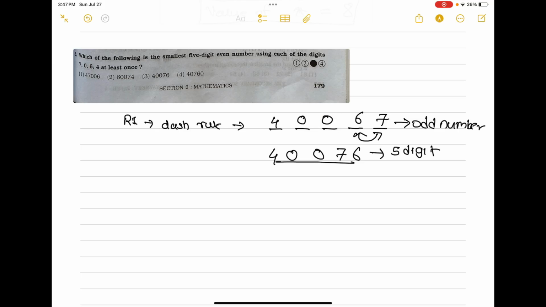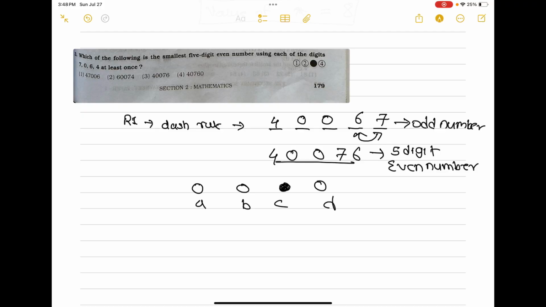5 digit even number. Okay, what we have done, we just changed the last 2 digits, 67, make it 76. So that becomes the even number, and that is the 5 digit smallest number that we can create. And the option is 40076. This is option C. Okay, option C is the correct one.